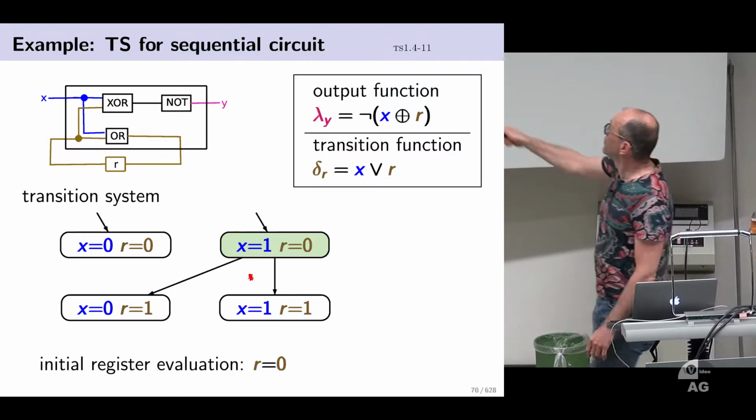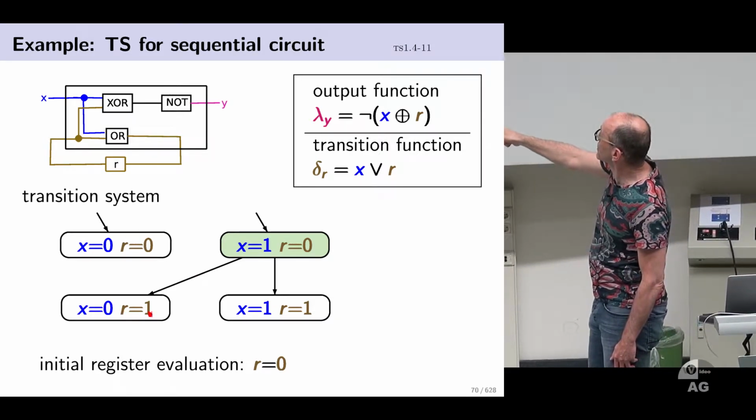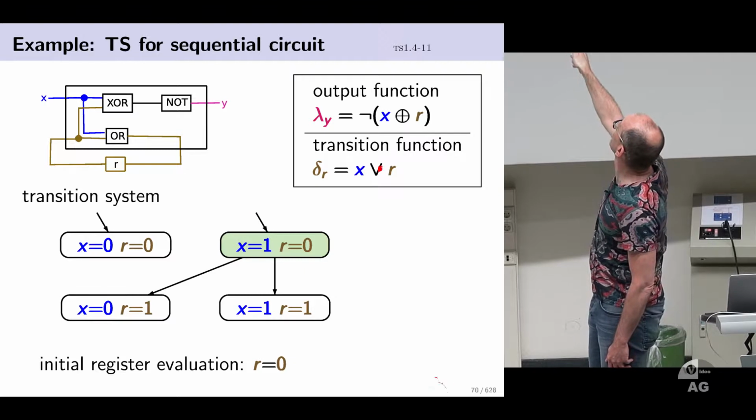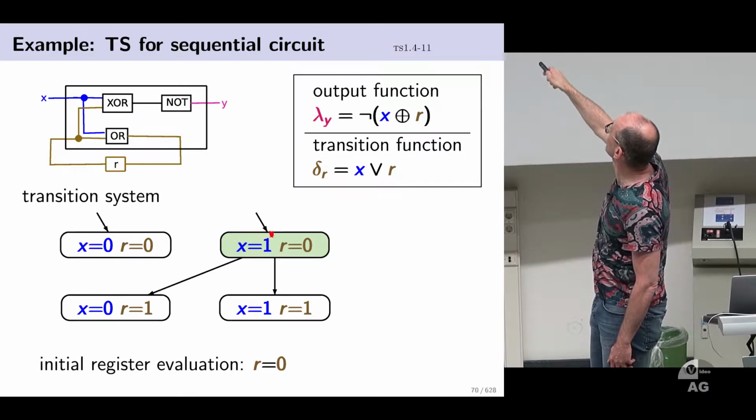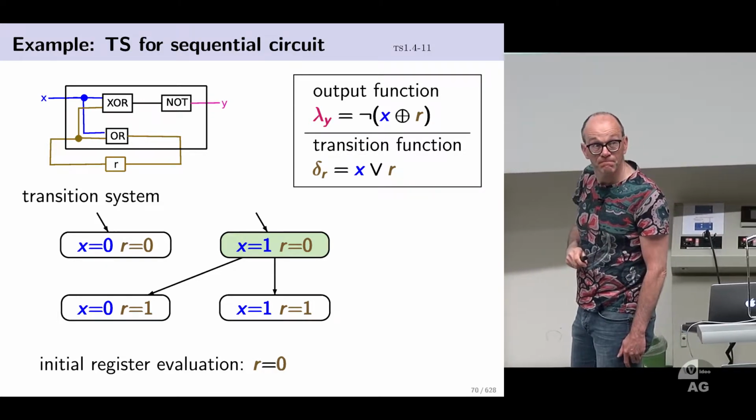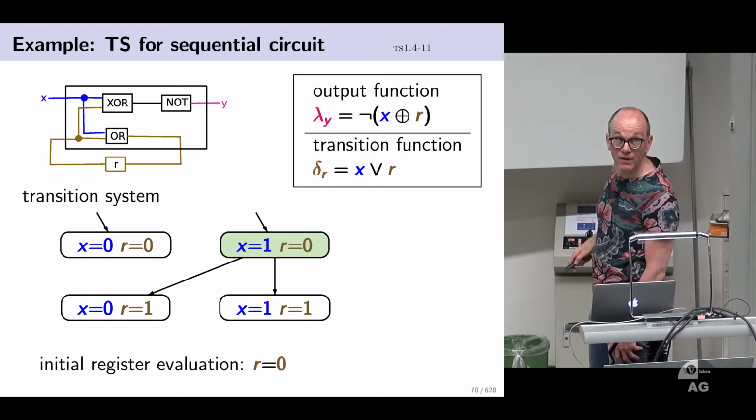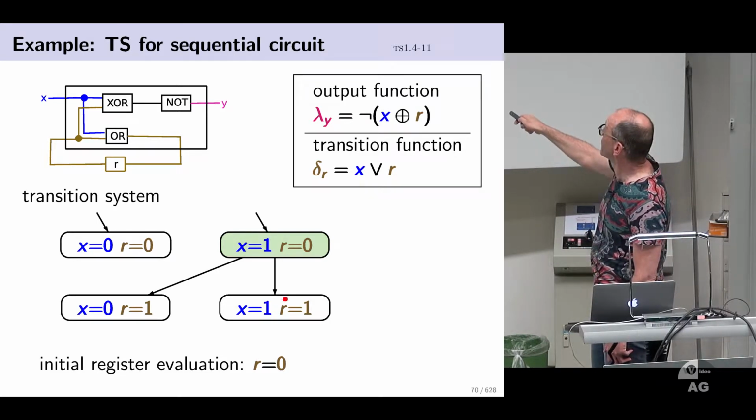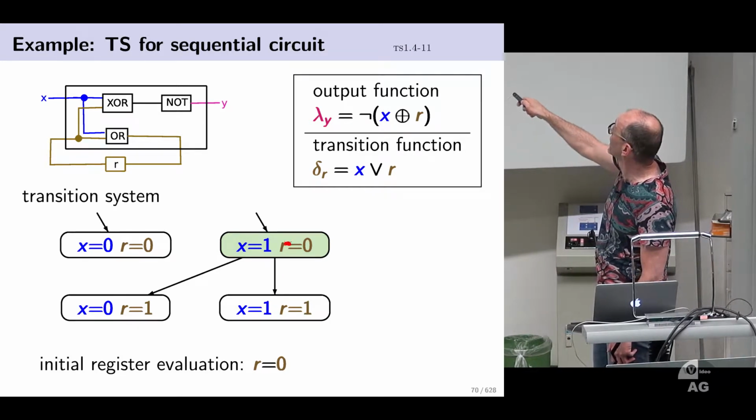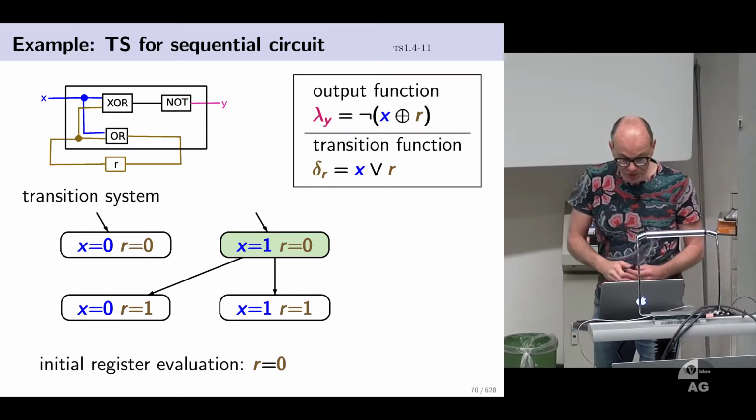Good. If the next input is a 0, then what is the value of the register? The value of the register is the disjunction of those two values, and 1 or 0 is 1. Okay? If the input changes to 1, or actually stays at 1, then similarly, this value is the disjunction of 1 and 0, which is a 1. Good. I hope this is clear.